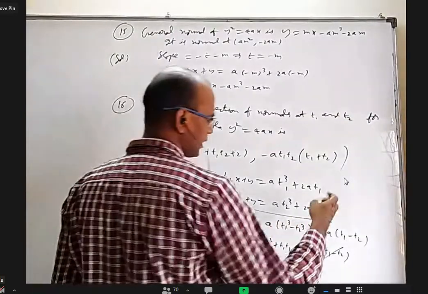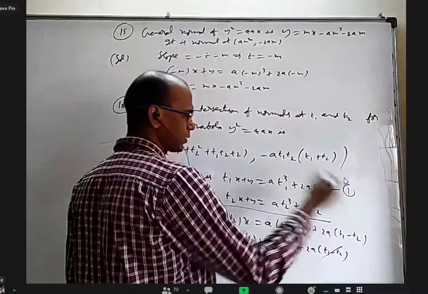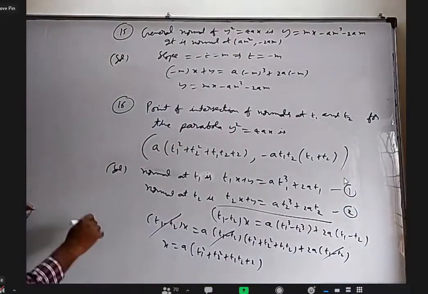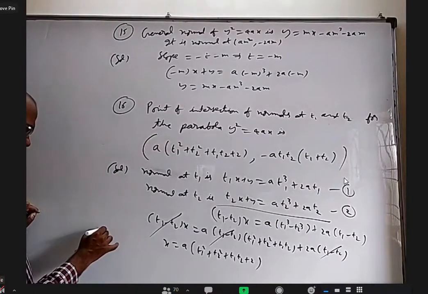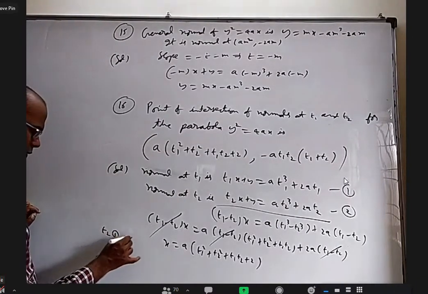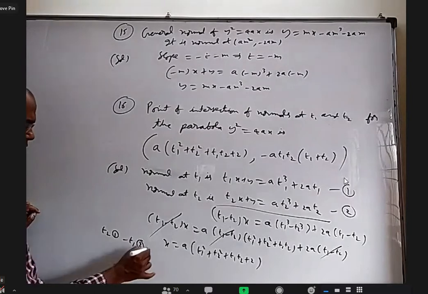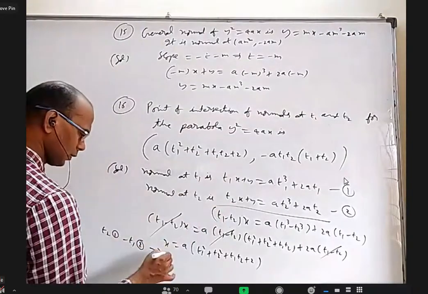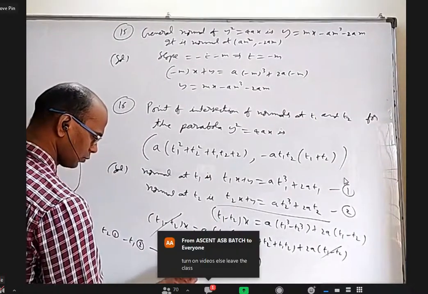Okay. I'll find x and y coordinates independently. I'll find one and substitute in the other. Anything is okay. So from 1 and 2, I can also write T2 into equation 1 minus T1 into equation 2. If I do this, here this will get cancelled. I will get y into T2 minus T1.